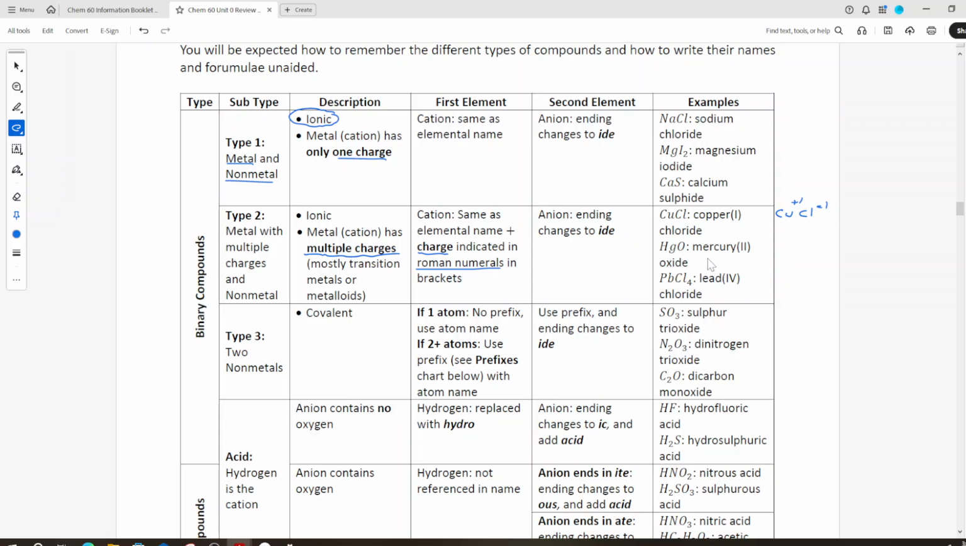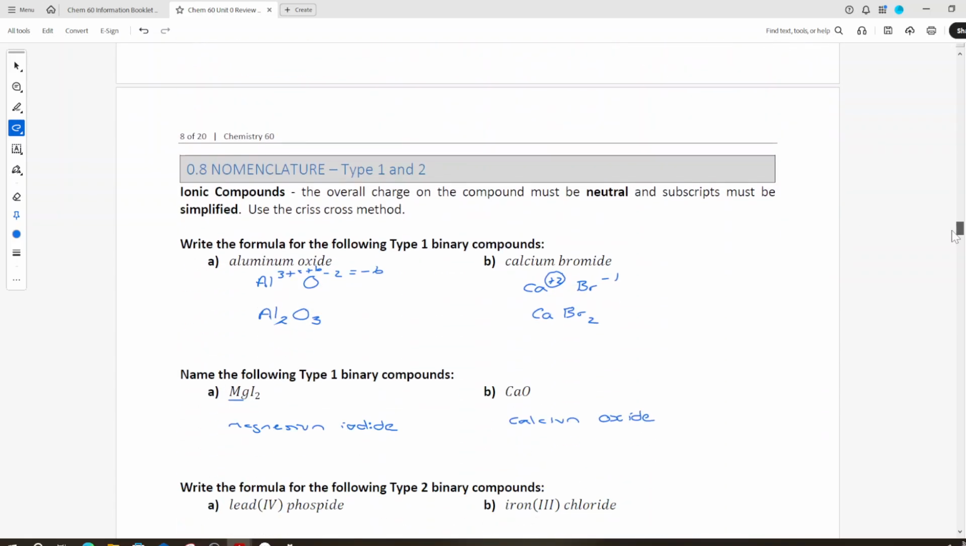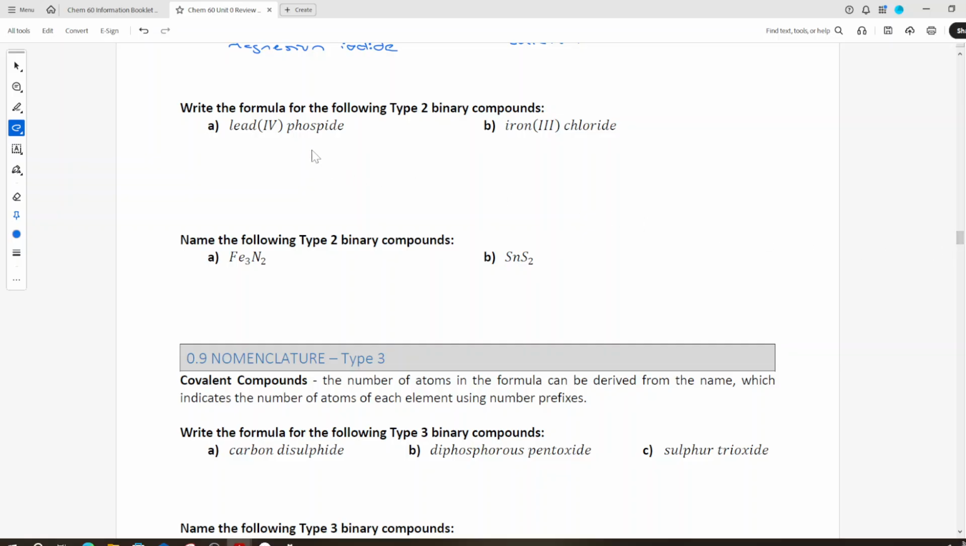And then they would have done the same thing with mercury. This would be mercury 2 oxide, lead 4 chloride. But let's look at that in a little bit more detail. So naming type 2s. If we have lead 4 phosphide, again, you'll know it's type 2 because there's something in brackets, a Roman numeral. So because they've told us it's 4, that means it's lead, Pb, and that it's 4+.